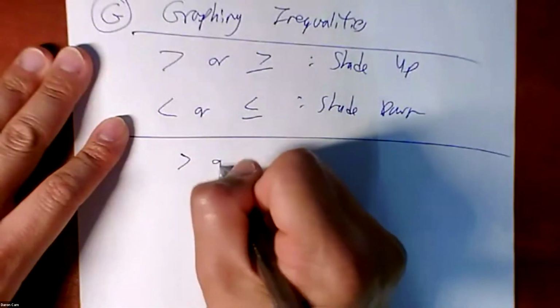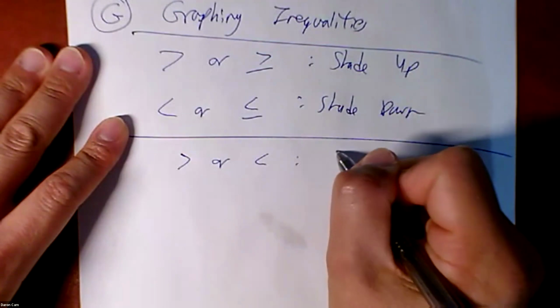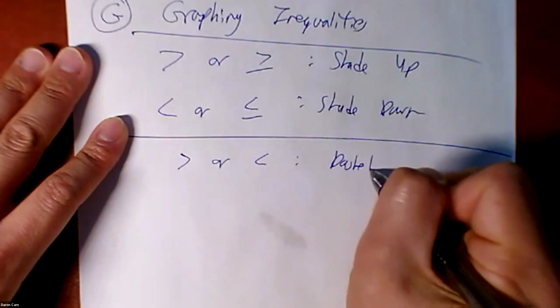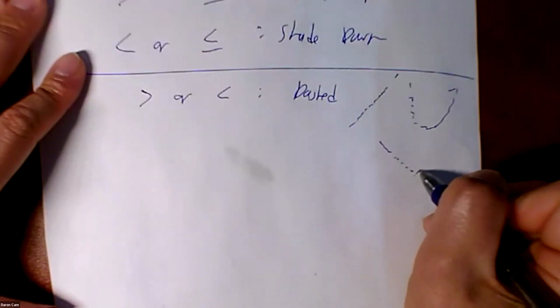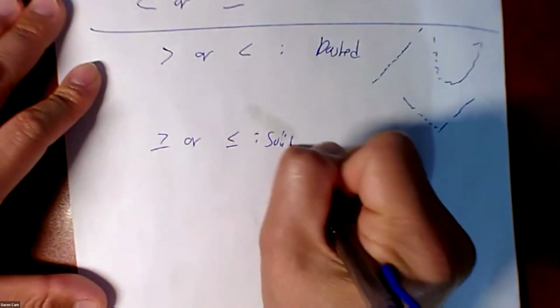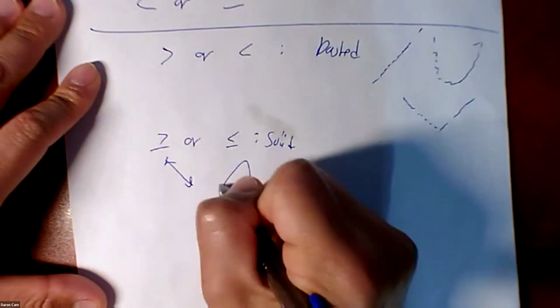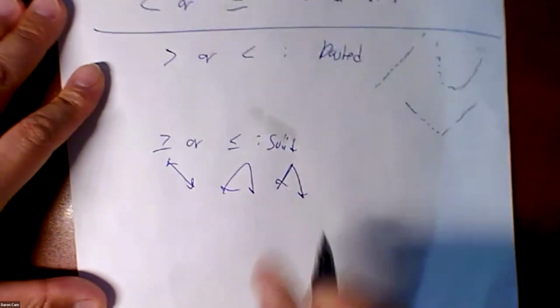If it's greater than or less than, it just means you use a dashed line, or some people say dotted, like this, or like this, or whatever. It could even be absolute value, right? Greater than or equal to or less than or equal to, this just means solid. So it could be like this, like this, like this, or whatever.